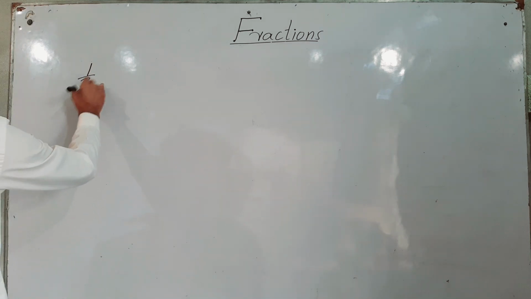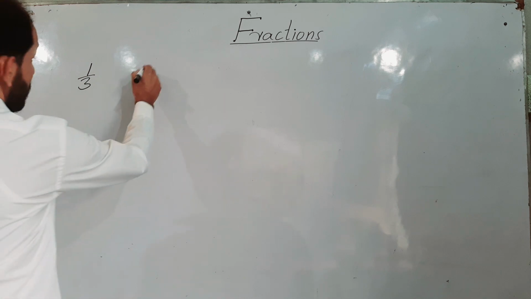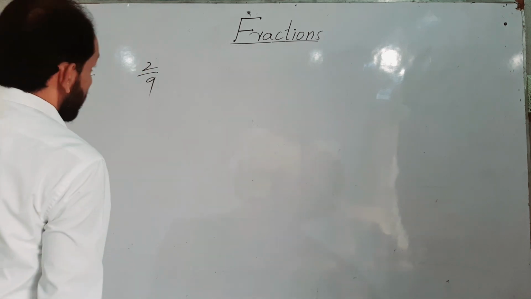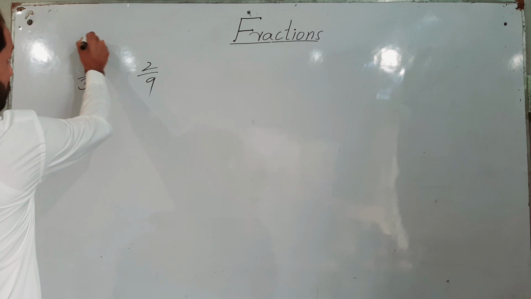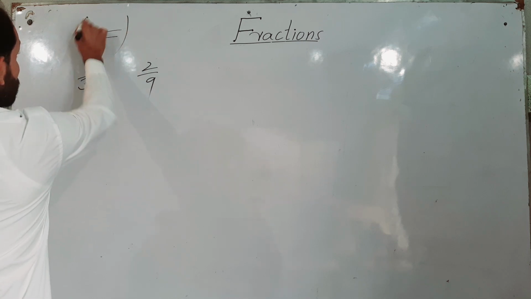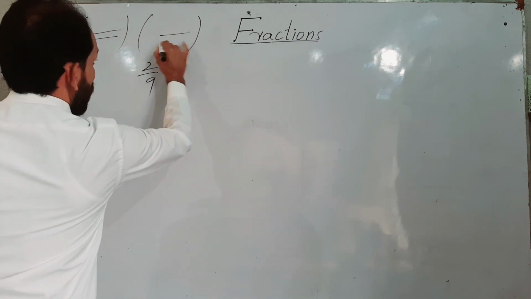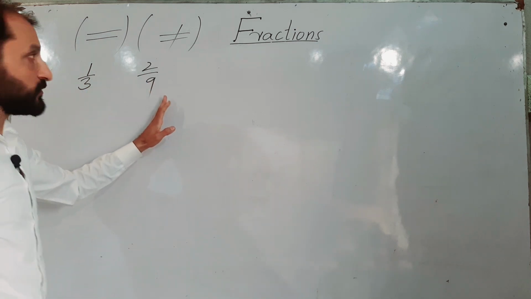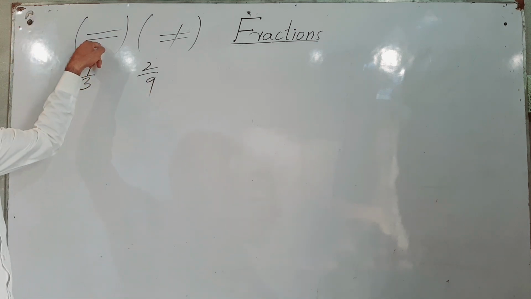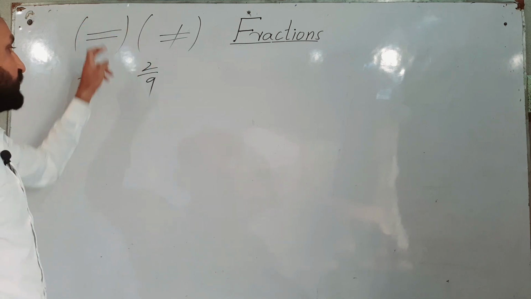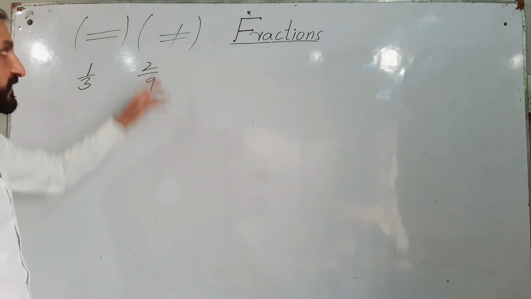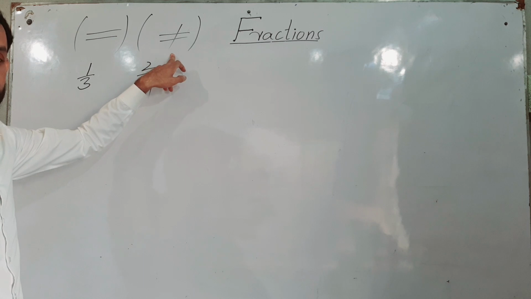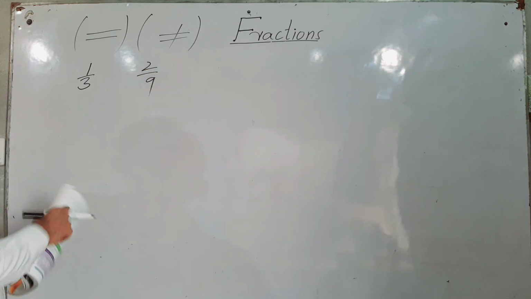We have 2 fractions, 1 divided by 3 and 2 divided by 9. We just want to check are they equal to each other or not equal to each other. If both the fractions are equal to each other, we will use the sign of equal, and if both the fractions are not equal to each other, then we will use the sign of not equals.